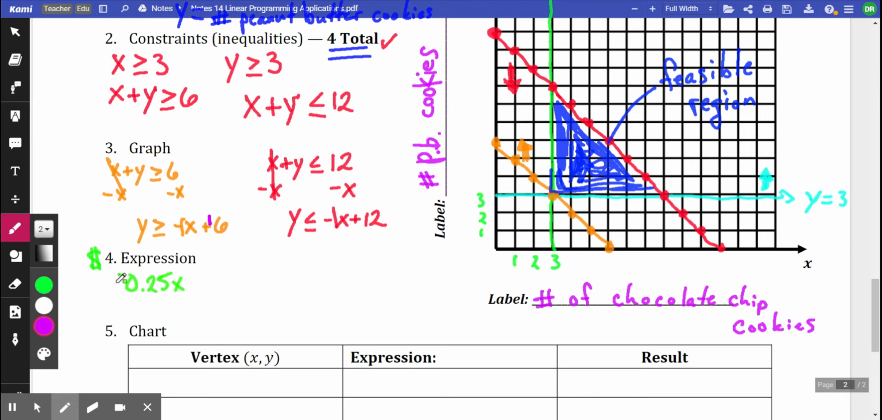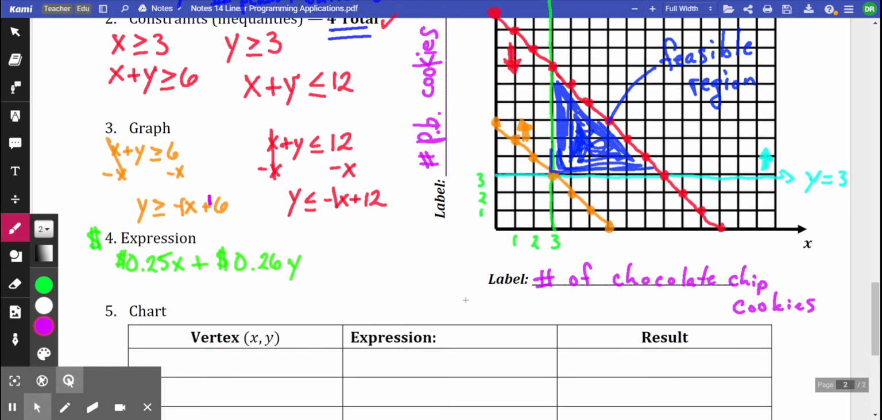And if you want to put dollar signs here, that's fine. And then we'll combine that with our profit from peanut butter cookies. And if that's 26 cents per peanut butter cookie, we will put 0.26 times y. We'll use that 26 cents as the coefficient. And that's what we mean by the expression. This expression here will calculate our profit for combinations of chocolate chip and peanut butter cookies, which is what we want to maximize.